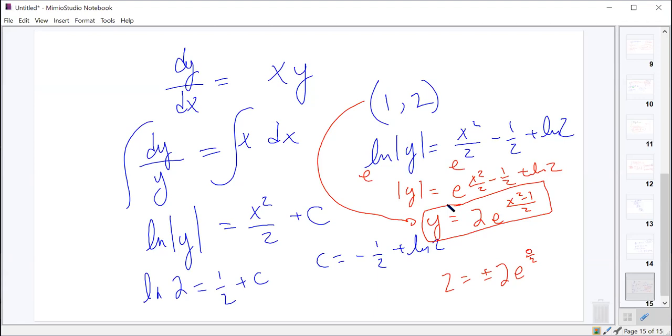But if the initial condition was when x was 1, y was negative 2, then we'd have to choose the negative in front of it. Does that make sense to everybody?